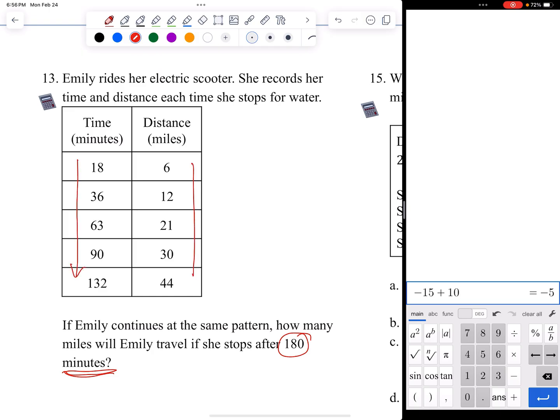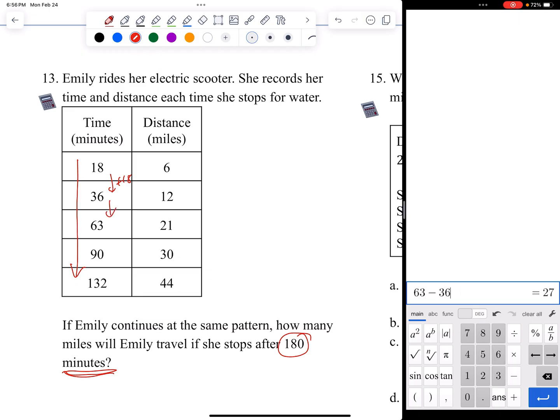Is there a pattern going down? Well, if I look at it, this is plus 6, plus 9, plus 9, plus 4. That's not a pattern, okay? So that doesn't work on the right side. On the left side, I can say plus 18. I don't know what that is. I'm going to check right here.